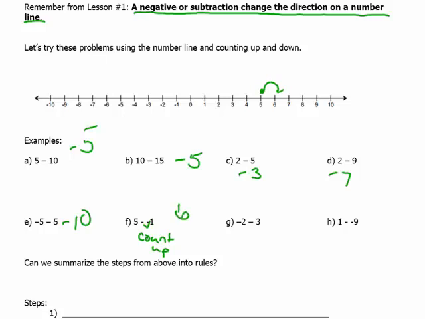Okay, let's try this next one. Negative 2, and we're counting down 3. 1, 2, 3. Another negative 5. Apparently, I really liked that number when I made up these questions.